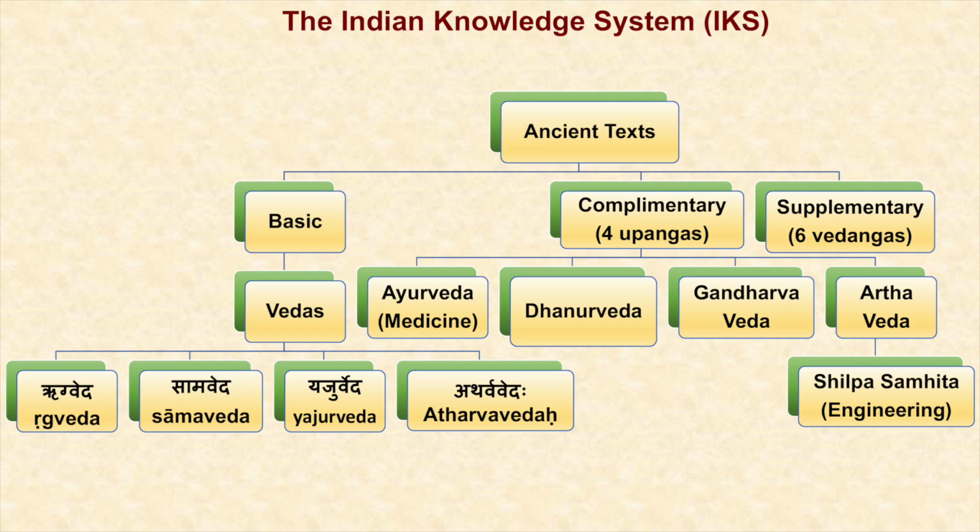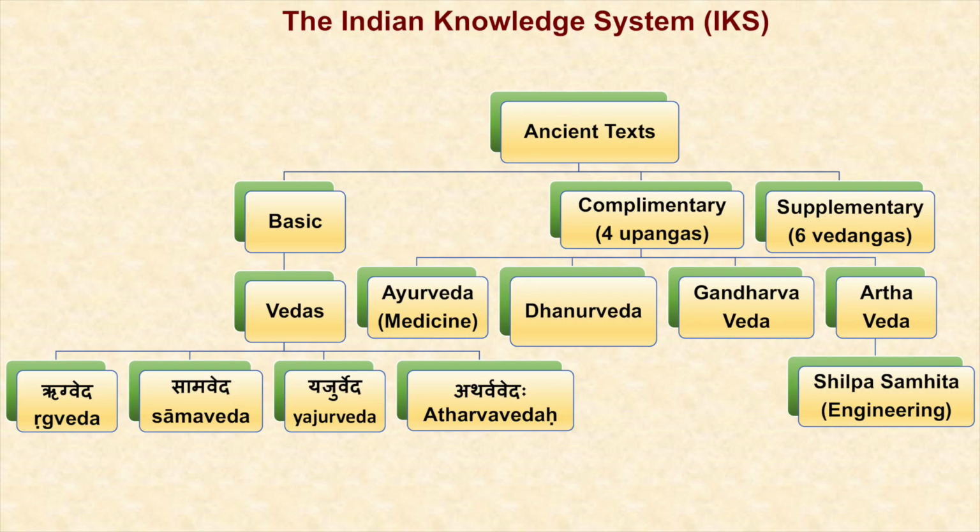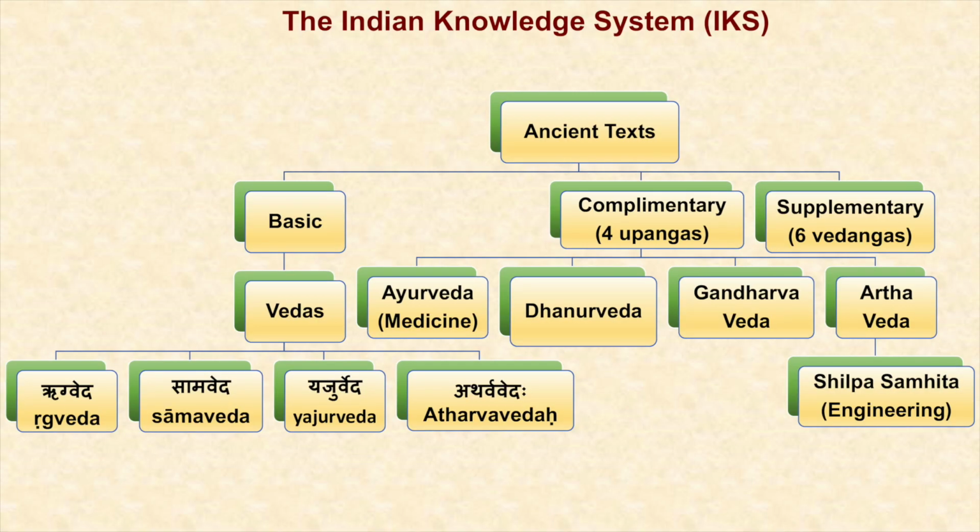Now, how many Vedas are there? There are 4 Vedas: the Rig Veda, the Sama Veda, the Yajur Veda, and the fourth one is the Atharva Veda. The complementary texts are the 4 Upangas: Ayurveda, Dhanur Veda, Gandharva Veda, and Artha Veda. In the Artha Veda comes one segment known as Silpa Samhita, which is engineering, and Ayurveda is the medicine, the medical part of the Vedas.